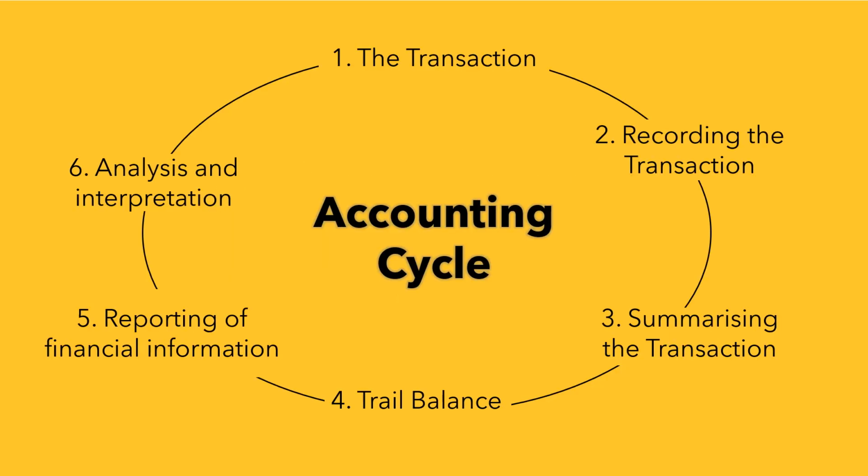So there you have it, the accounting cycle. You start with a transaction, then you record this transaction in your book of first entry. You summarize this transaction in your general ledger. You make sure it's correct by the trial balance. You report the financial information in your financial statements, and then investors and business owners use this to analyze and interpret the information that was given to them, and then of course they can make a decision.